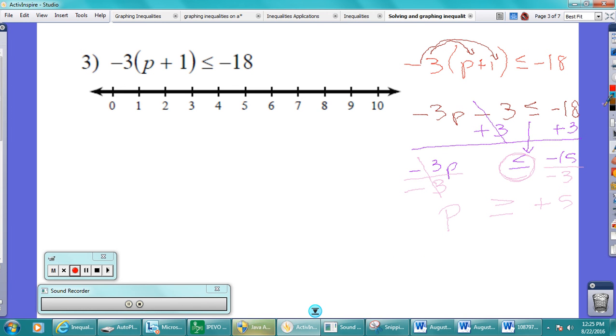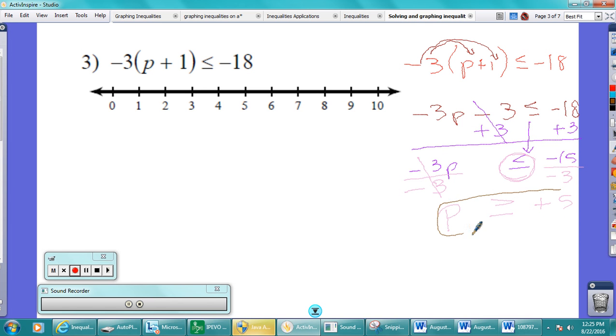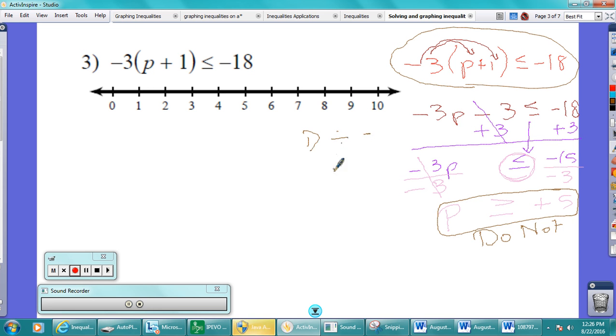Now, in order to check, to make sure that this is correct, we're going to substitute in, but here's change number 2. We do not use this. We use the original, okay? So the first difference, when you divide by a negative, you flip the sign. Second difference, you use the original to check.